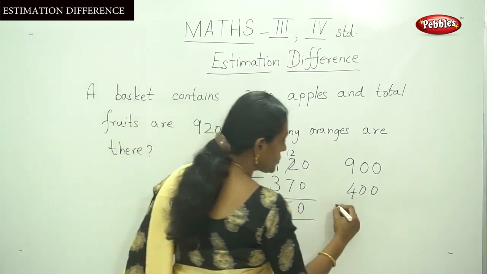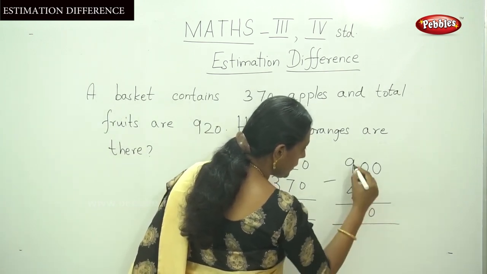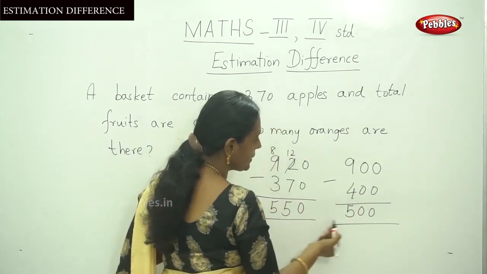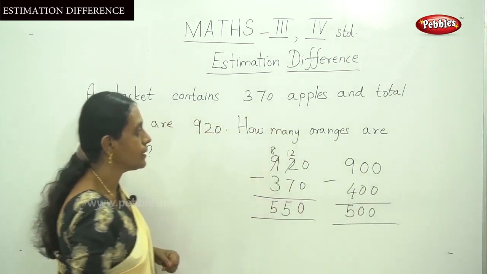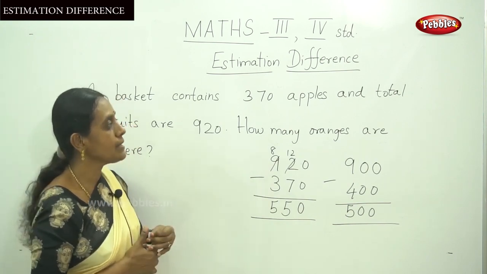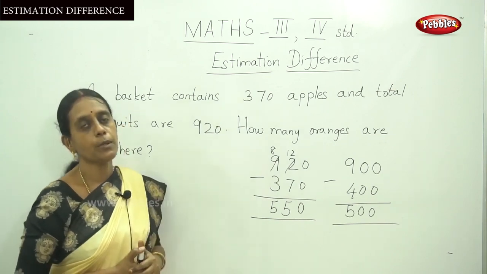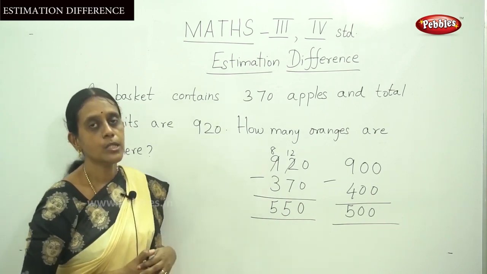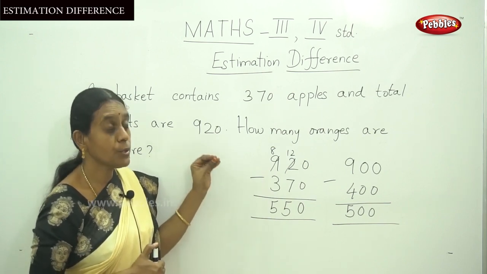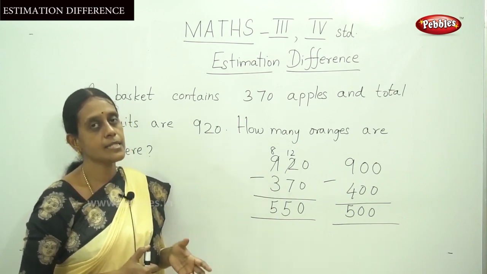Now you subtract these numbers: 0 and 0, 9 minus 4 is 5. The difference is 500, which is a close number to 550. This is a time saving method and an easy way of calculation, the estimation difference problem. In your textbook there are so many examples, so do those, and you should know rounding off to the nearest 10, nearest 100 and nearest 1000.